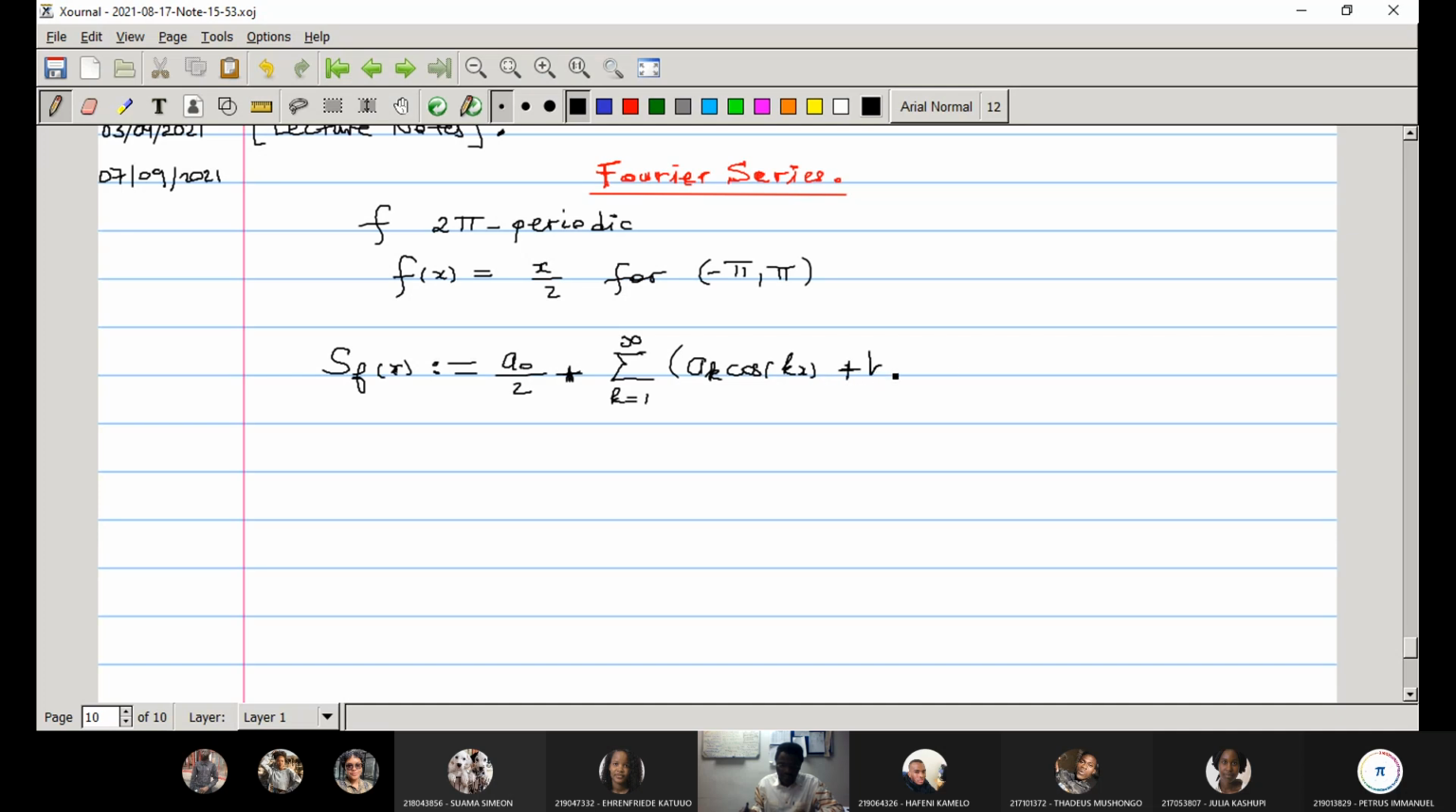Plus, now we also have the b_k. This time it will be sine kx. So if you forget k, it's wrong. If you forget x, it's wrong. You have both k because you have a summation over k here, and you also have the variable x here. So you have k and x, k and x, and then you also have your b_k, a_k. Good. Now, what is your a_k?